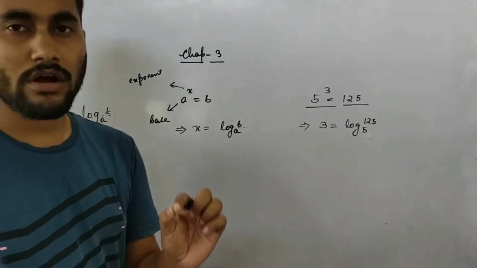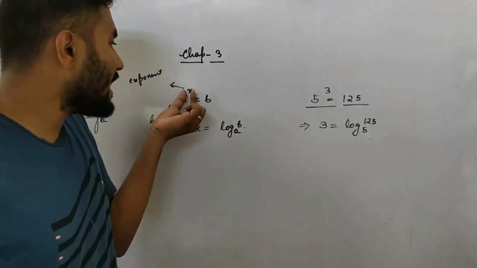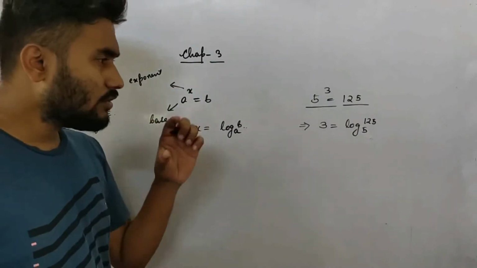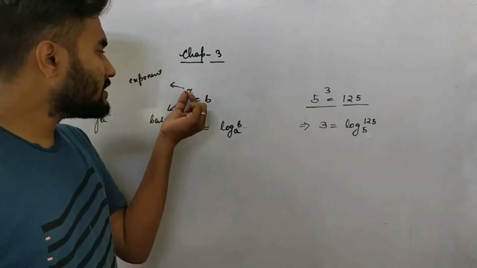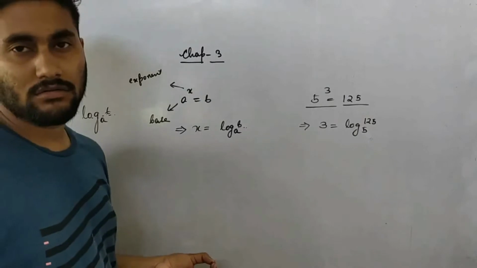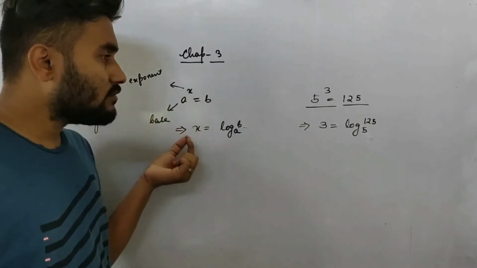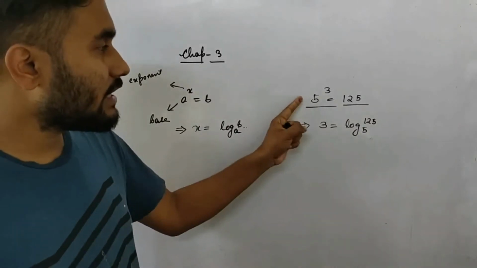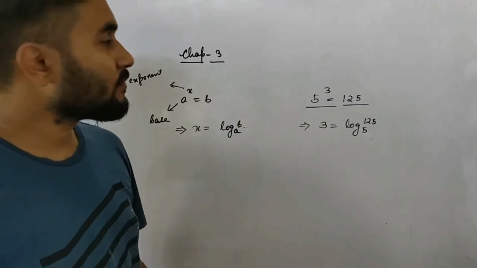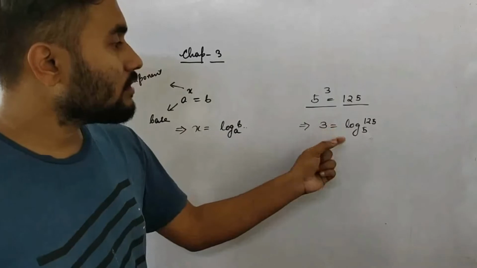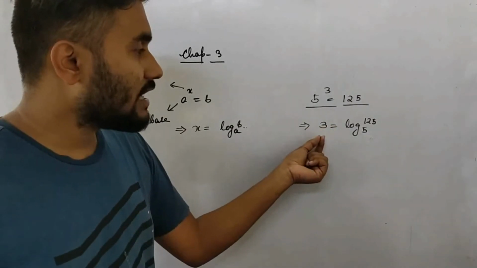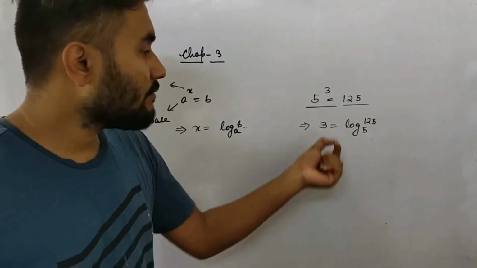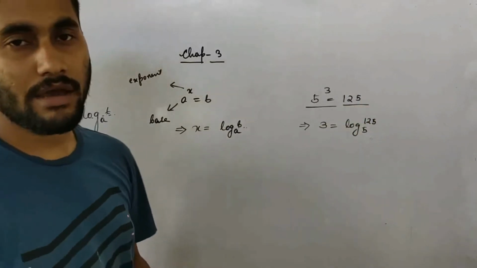So understood what is logarithm? Logarithm is nothing but the exponent. If you have to find that exponent, we will use what? Logarithm. What is the exponent here? 3 is the exponent here. So how will we get this exponent 3? By using logarithm.